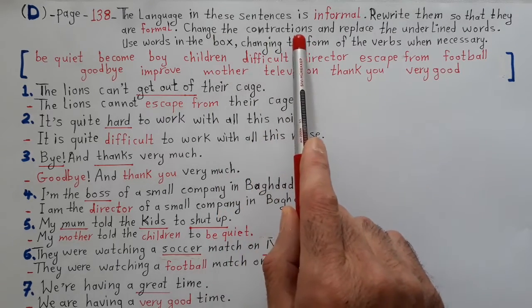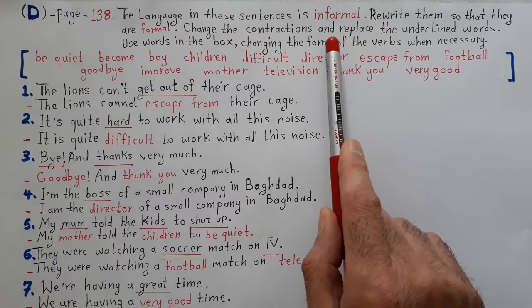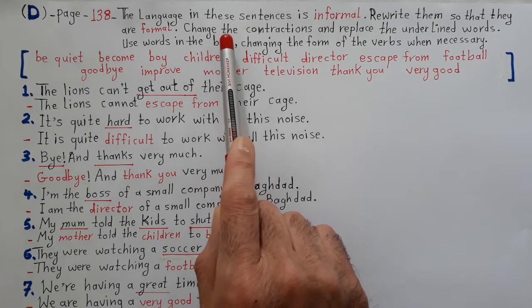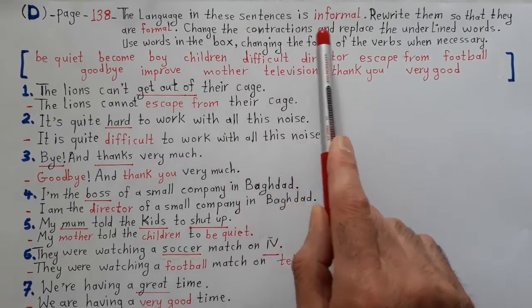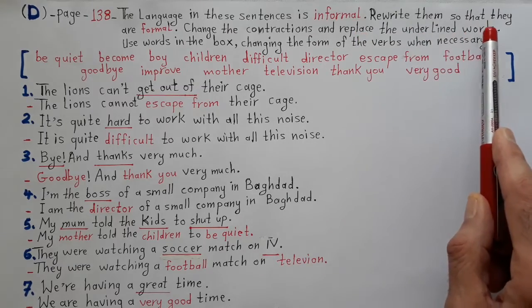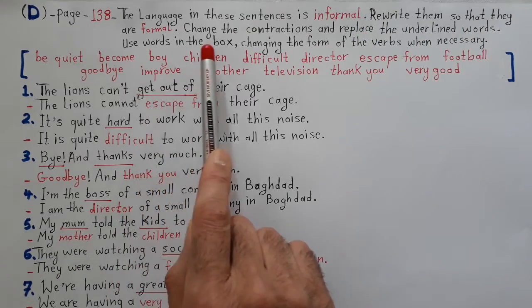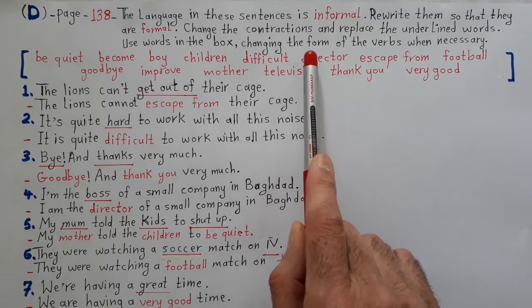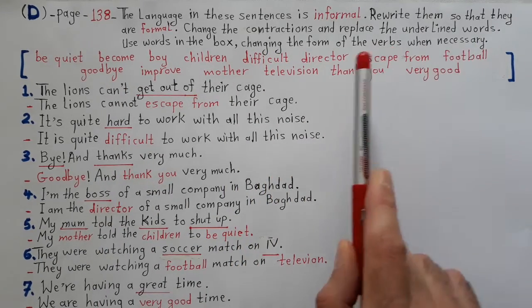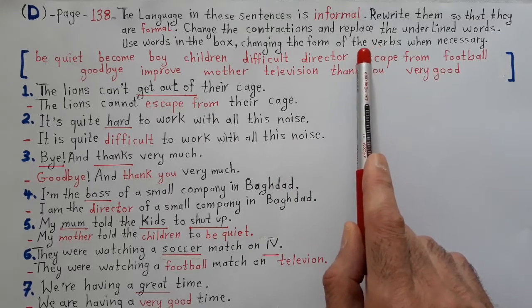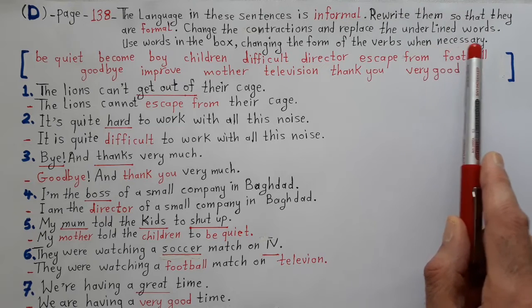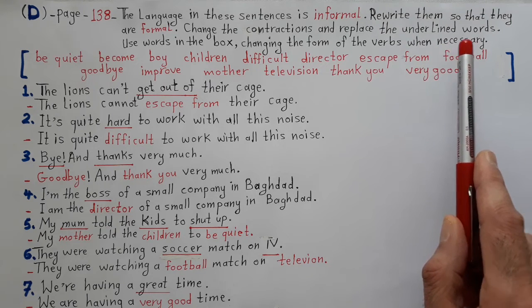Change the contractions and replace the underlined words. نغير الاختصارات ونستبدل الكلمات التي تحت خط. Use words in the box. استخدم الكلمات من الصندوق. Changing the form of the verbs when necessary. مع تغيير صيغة الفعل أو زمن الفعل when necessary عندما تكون ضرورية.